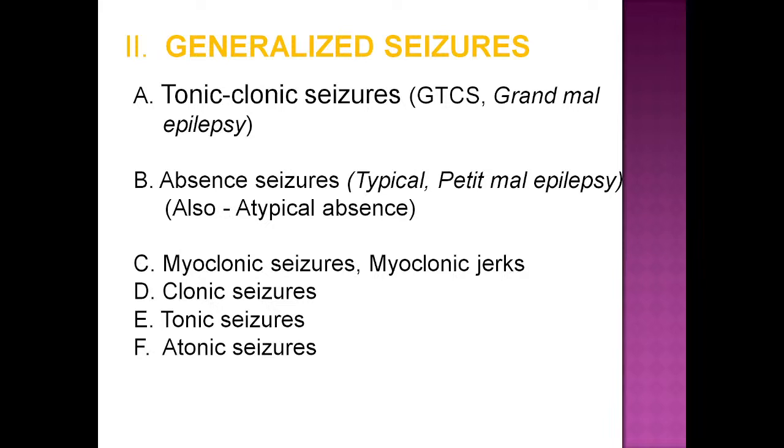There are also a variety called atypical absence seizures. Other than these two main varieties of generalized seizures, you have generalized seizures which are myoclonic, clonic, tonic, atonic, depending on muscle contractions, rigidity of muscles, loss of tone of muscles. Okay.